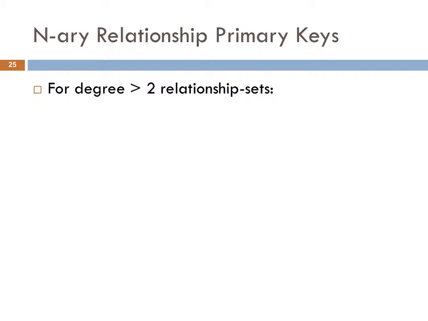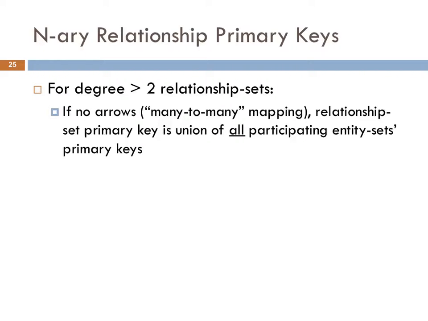Okay. For a degree greater than 2, well, easy enough. We do the same translation. Look at all the participating entity sets that participate in that relationship set. Take the union of all their primary keys. That becomes a super key for the relationship set. Obviously, it's necessary to describe it. If there's any descriptive attributes, you plop those in as well. Okay.